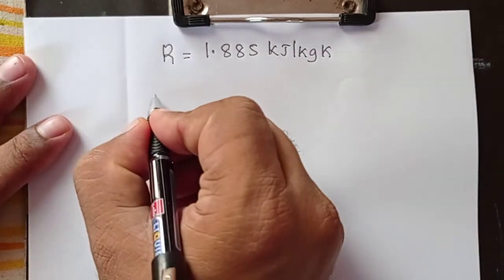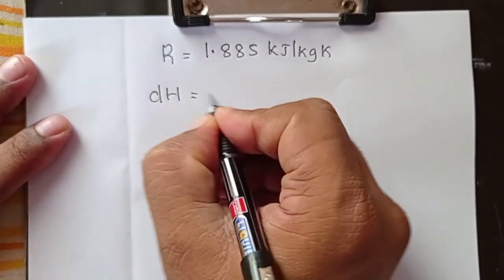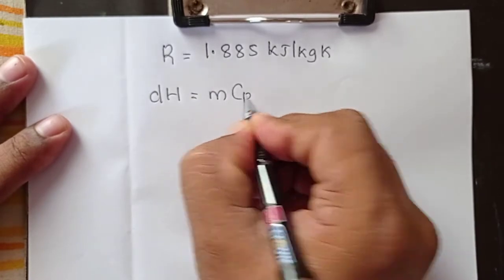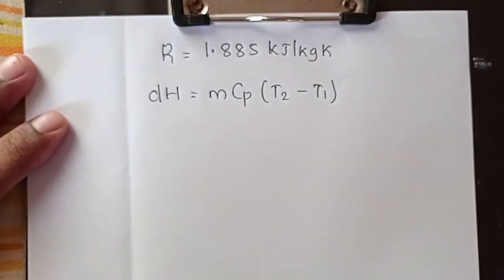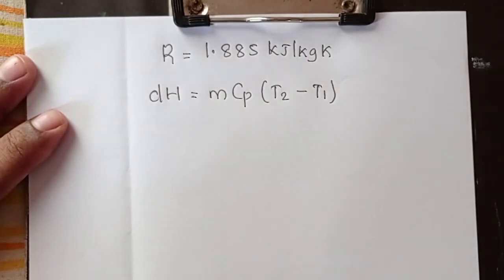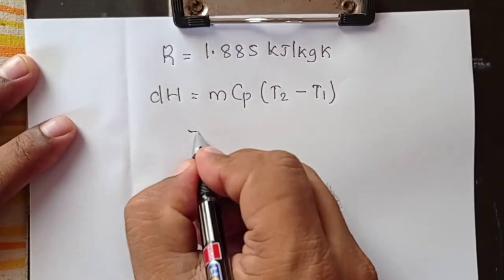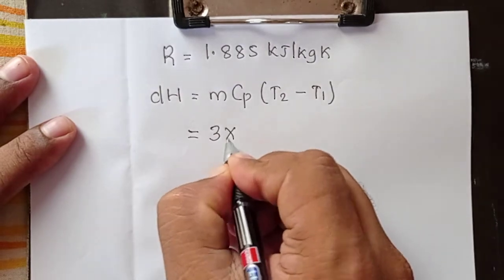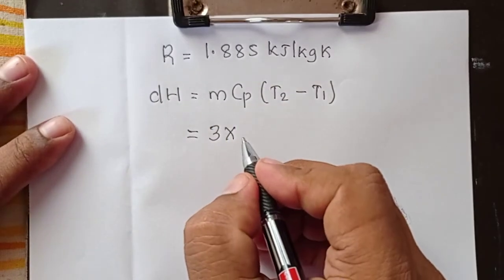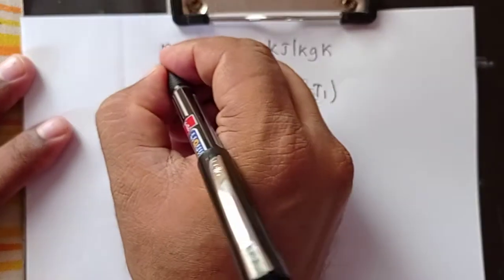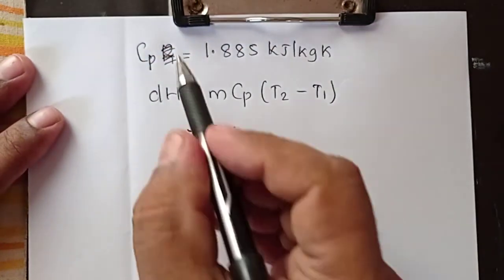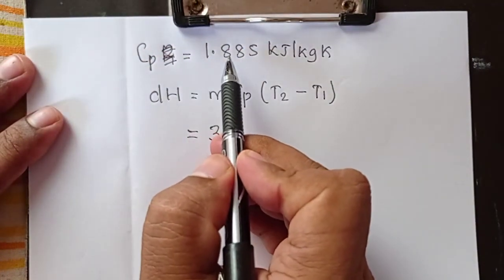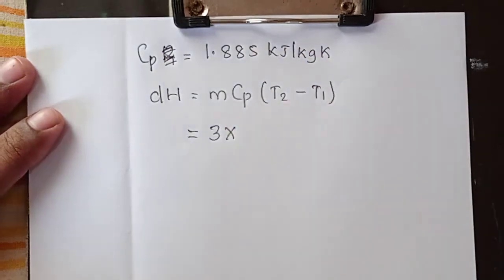Then we can find out the value of dH. dH is equal to m Cp (T2 minus T1). T1 minus T2 we know the answer, so T2 minus T1 will be minus of that. So m is given as 3 into Cp. This is not R, it is Cp. I'll repeat the value you have found out now, 1.885 is the value of Cp.